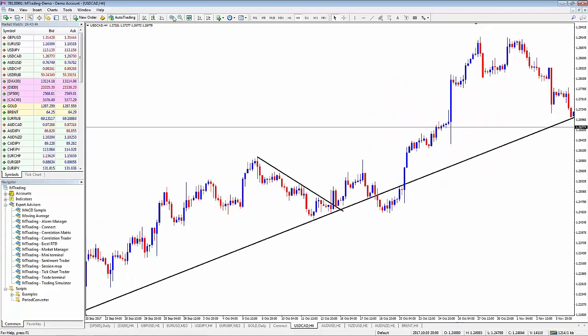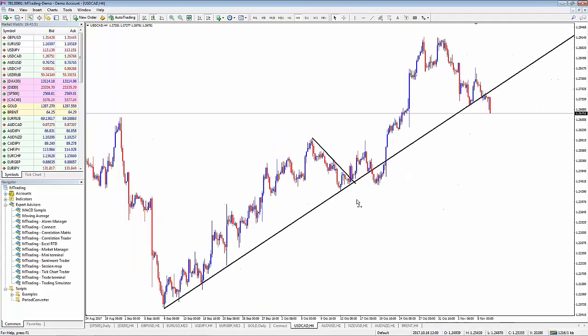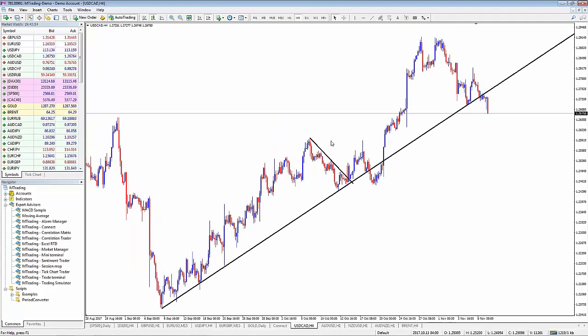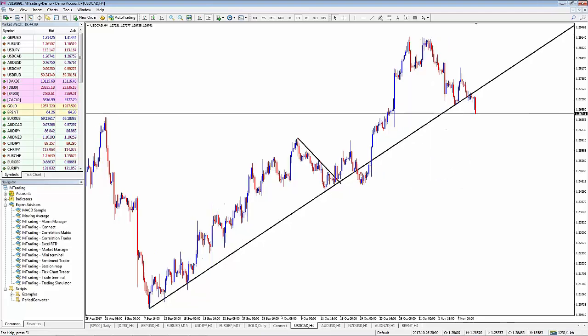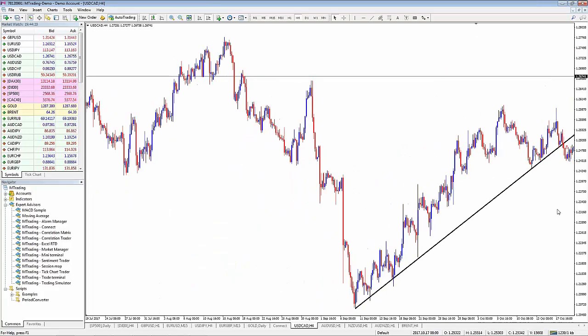Okay, I'm just going to zoom out of this chart over here. Let's assume that I have taken a short position. Not sure if you can see that. Let's try that again. Narrow it down. There. So I have a trend line over here, and I've taken a short position once we break this trend line.